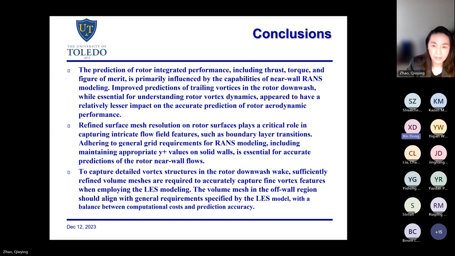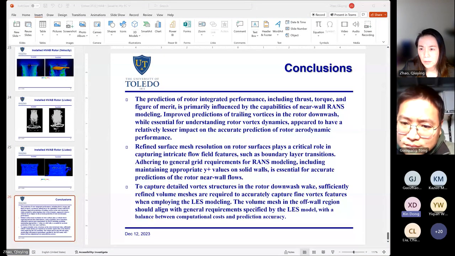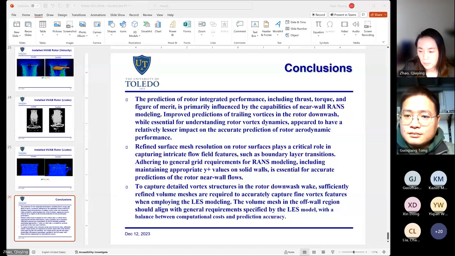Okay, thank you for your excellent presentation. But due to the time limit, we have to go to the next talk. The next talk is from Guo Qiantong. His title is a study on the flow field of straight-bladed vertical axis wind turbines with different airfoils. And it's time for you.